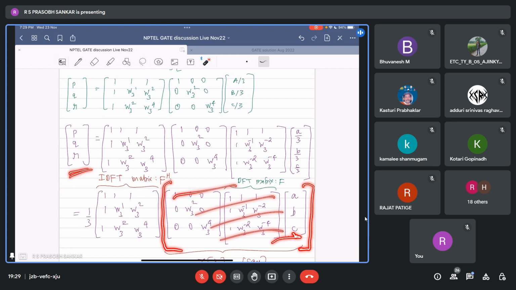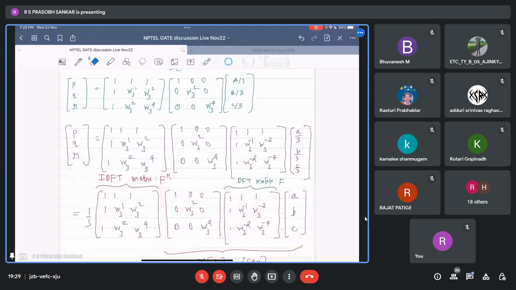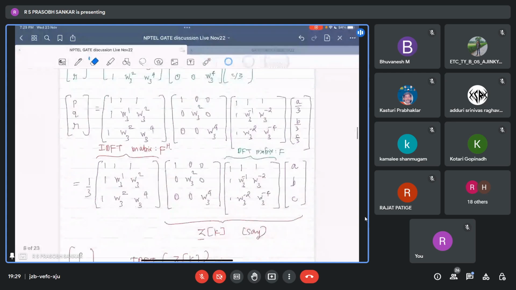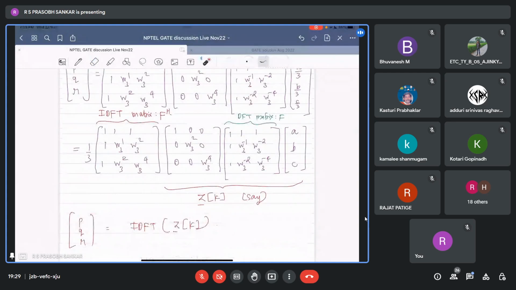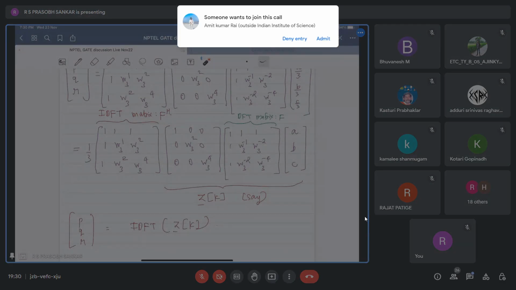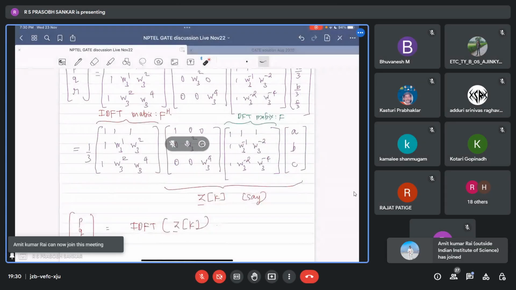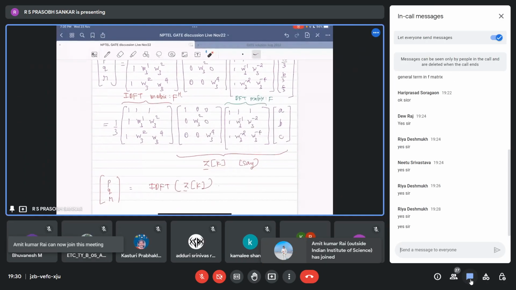Using this fact, we can quickly solve this problem. That's what I'm trying to solve. To summarize, what do we have? PQR is basically the IDFT of whatever is here. Is that okay? Any questions? Shall I proceed?